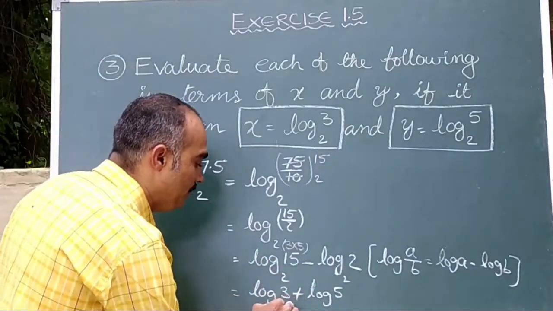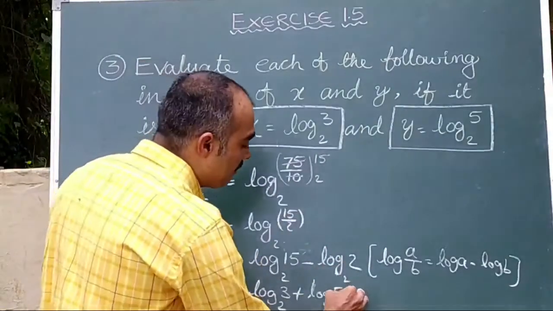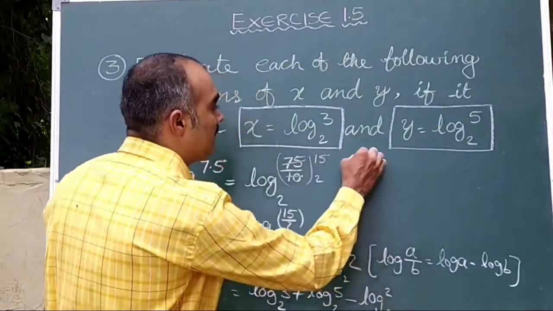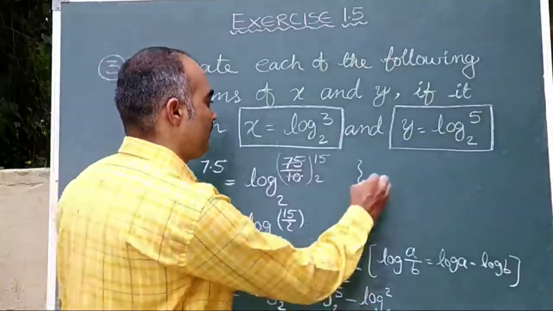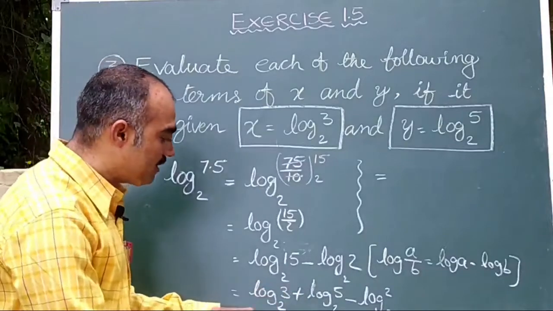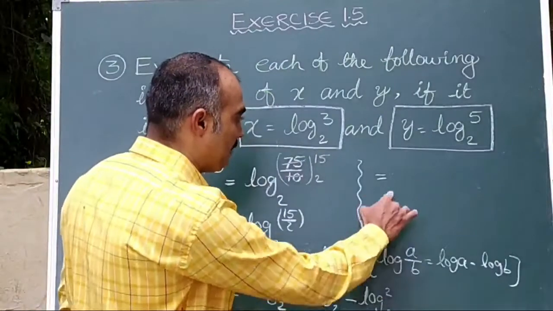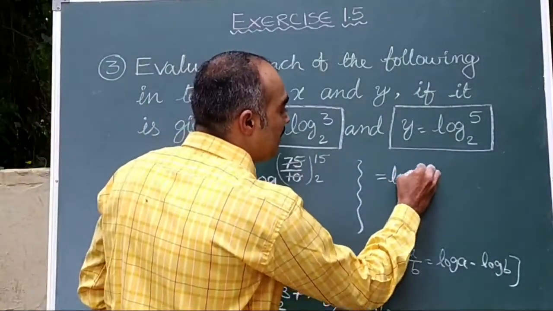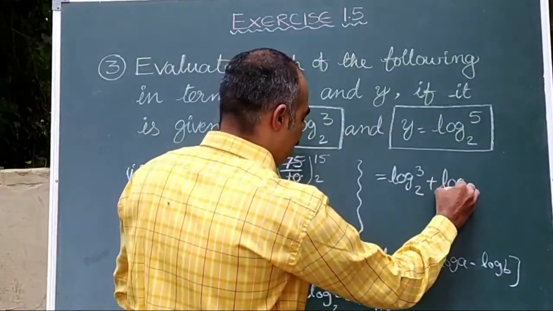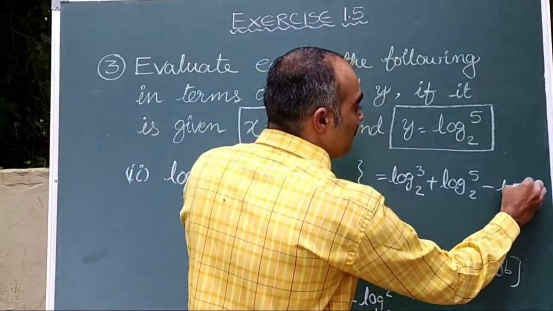So, let us give the same base. Here, minus log 2 base 2, I am writing as it is. Now, let us conclude the problem here. See here, children, log 3 base 2, hope you are able to see, is nothing but x. So, for your convenience I am writing this step here. It is log 3 base 2 plus log 5 base 2 minus log 2 base 2.